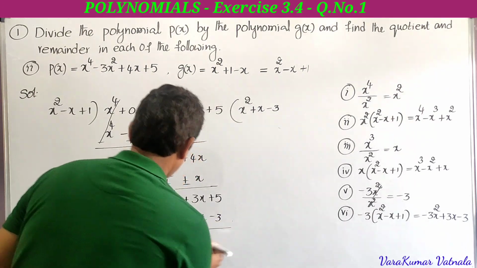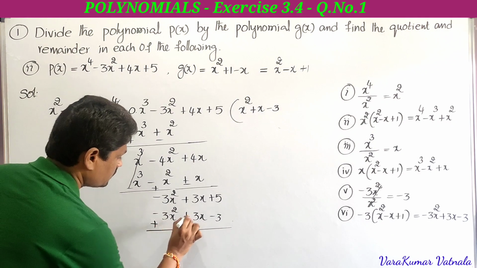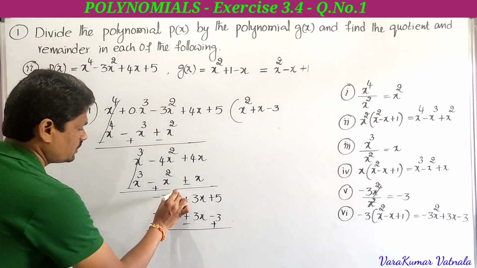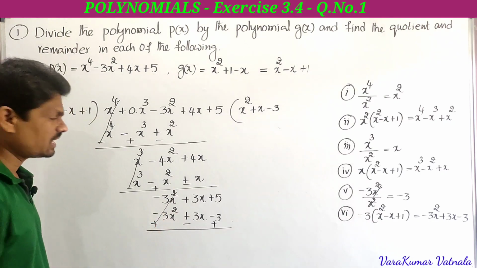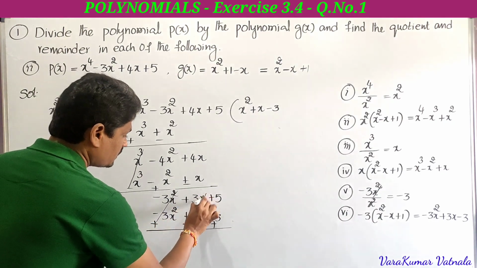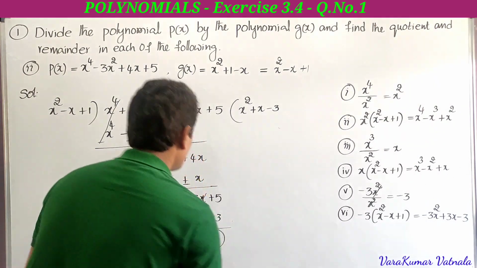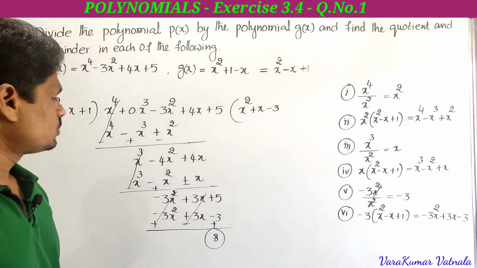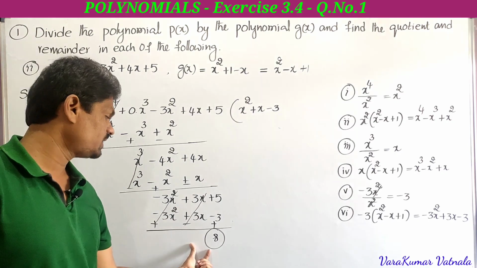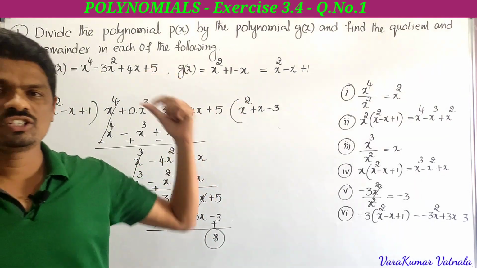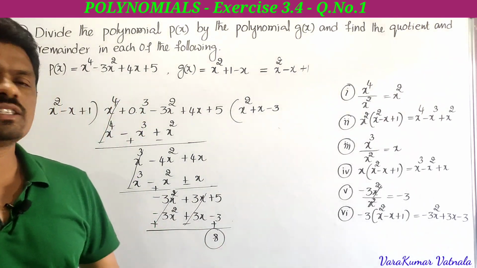Now subtract. Minus becomes plus, plus becomes minus, minus becomes plus. So minus 3x square plus 3x square gets cancelled, plus 3x minus 3x gets cancelled, 5 plus 3 is 8. So now 8 is the remainder. Here we can stop, the division is completed. Therefore x square plus x minus 3 is the quotient, remainder is 8.